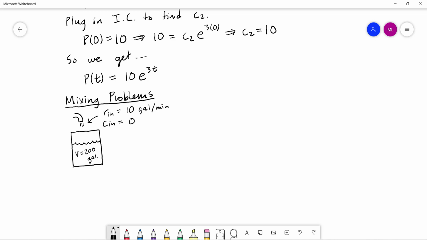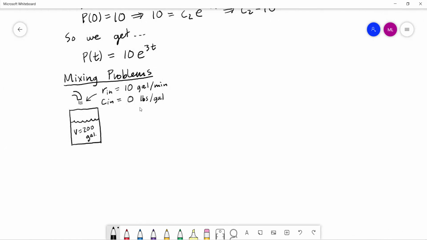So what are the units of concentration? 0 pounds per gallon. And maybe the pounds we're talking about are pounds of salt or pounds of sugar being dissolved into this. And then the tank is being mixed and drained, so stuff is coming out of the tank from the bottom. And let's say in this case, the rate that it's coming out is also going to be 10 gallons per minute, which is nice because that means the volume of our tank, the 200 gallons of liquid that are in the tank, is unchanging because we're pumping the same amount in as we're pumping out.